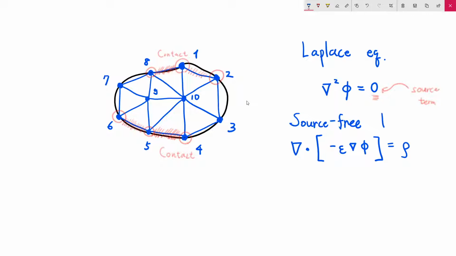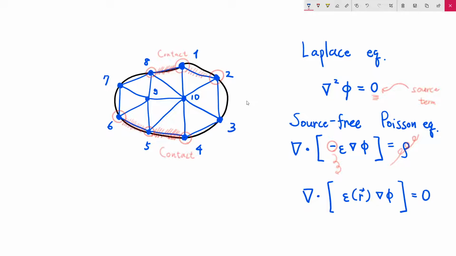However, when you say source-free form of our Poisson equation, then we neglect this term. Of course, this negative sign is also eliminated. Therefore, we will just consider the epsilon, which can possibly be a function of position, and that is our next equation to be solved.